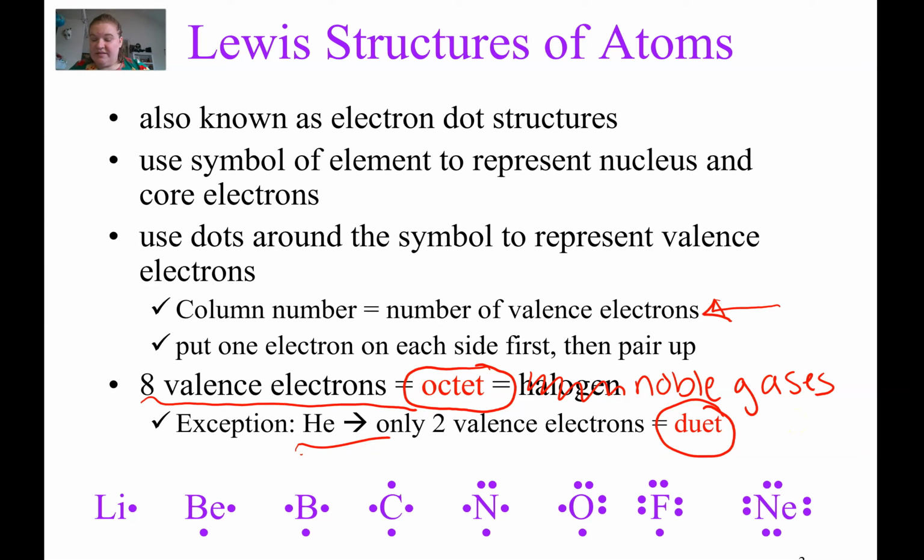So we can see the example of our Lewis structures of the atoms on the bottom there, going from lithium with its 1 valence electron all the way across the row of that periodic table, getting all the way over to neon with 8. Now notice when the electrons are put around the symbol, we start with just 1 on each side. So notice carbon has 1 on each side, and then nitrogen with that 5th valence electron, that's when we start to pair them up. So we're going to go 1, 2, 3, 4, and then that 5th one gets paired, and so on.